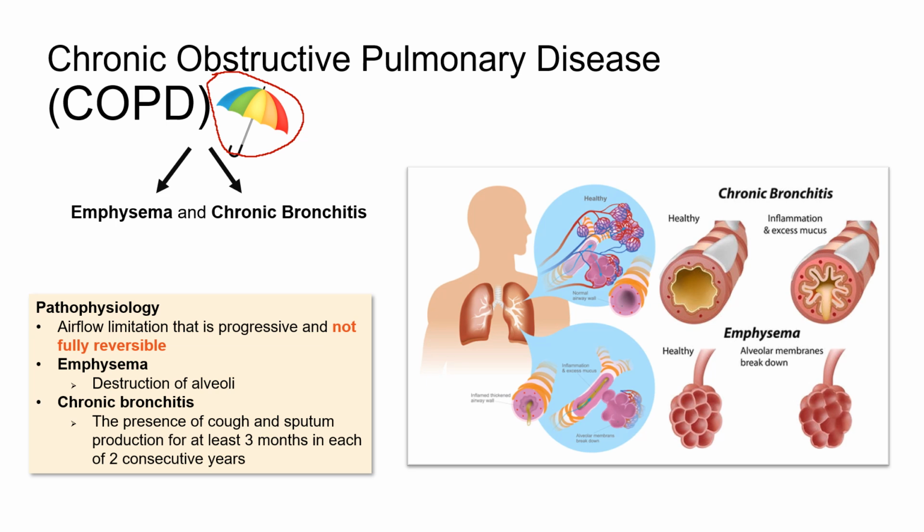With emphysema, we are looking at the small airways, the alveoli. That's where the destruction is. For chronic bronchitis, we're looking at the bigger airways, the bronchioles. That is going to be a cough with lots of sputum production that lasts at least 3 months in each episode, for 2 consecutive years. That is the diagnosis for chronic bronchitis.